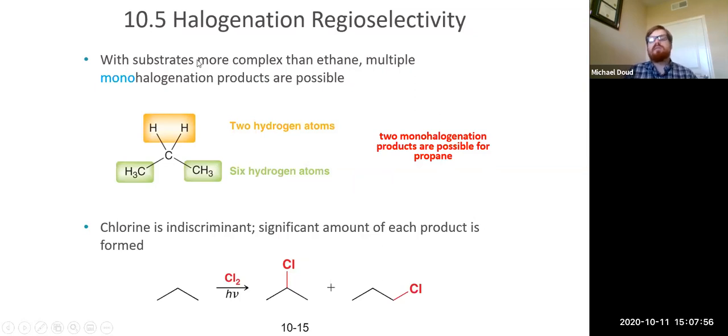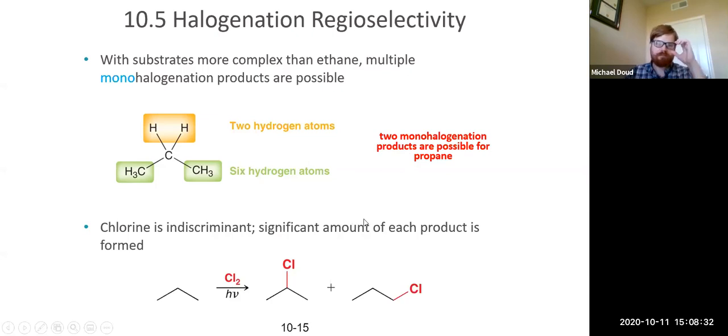So rather than methane, and ethane as well, which just has two carbons in the same position, when we have propane, for example, it's possible that if we monohalogenate, so monochlorinate or monobrominate, we might get different results, right? We have two different positions of hydrogen atoms that could be abstracted here. We have two hydrogen atoms that are on the secondary carbon, and we have 6 hydrogen atoms that are on the primary carbons over here.